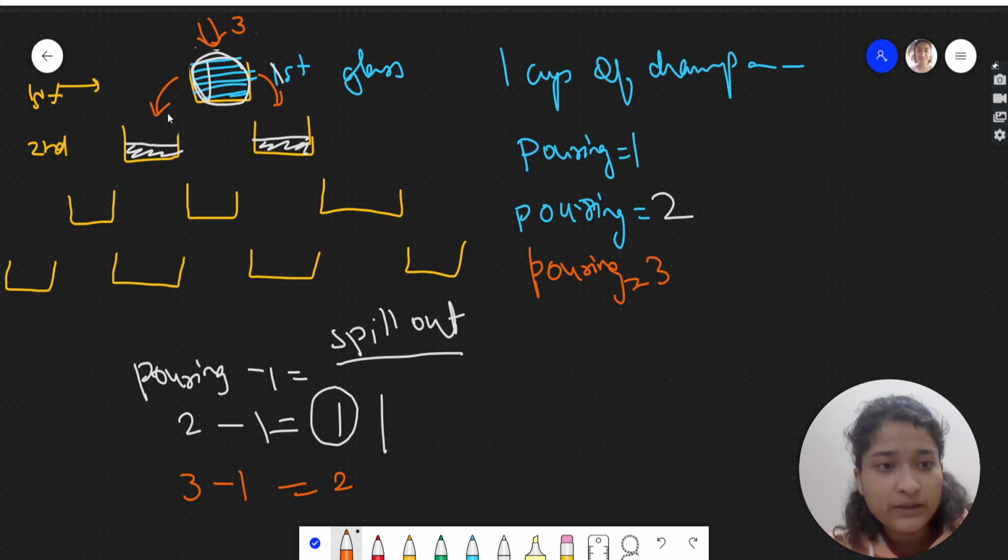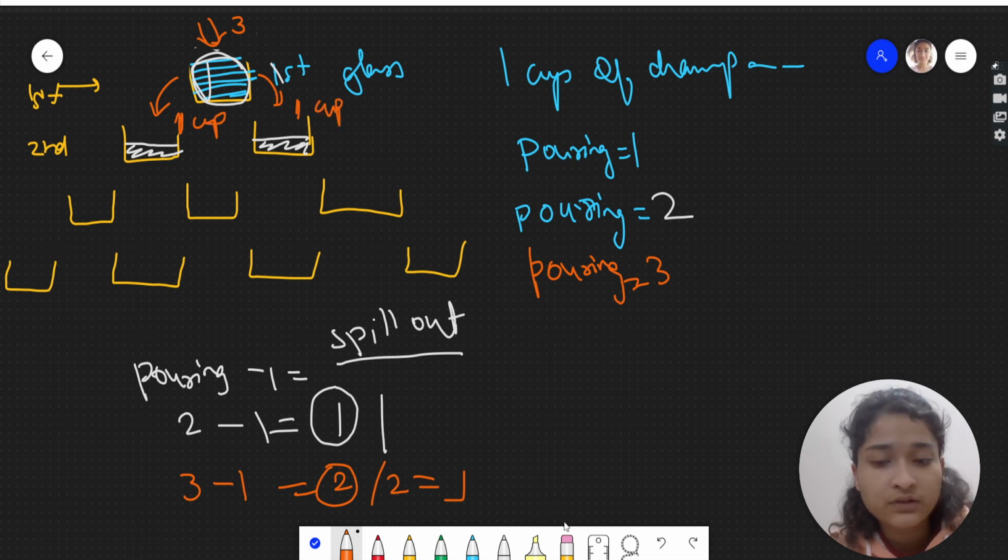And this 2 will be equally divided in left and right. So equal amount will go in left, equal amount will go in right. So what will be that amount? We will divide by 2. 2 by 2 is 1. So 1 will go here, 1 will go here. That is, 1 cup of champagne will go in this cup and 1 cup of champagne will go in this cup.